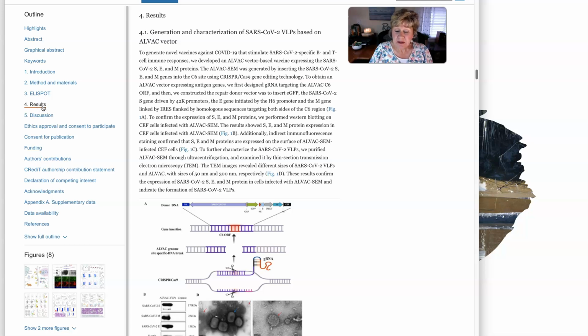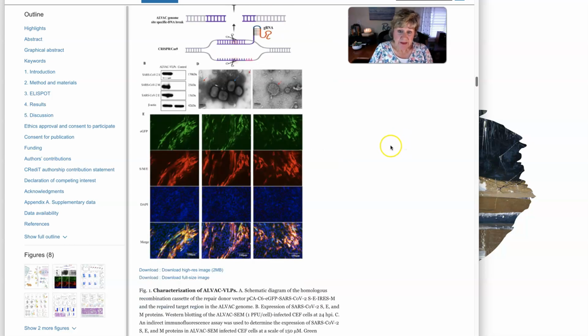Then we have the results section, and this will be where the data is presented, hopefully in graphic form. Raw data is never included because remember, I've told you before that you do experiments over and over and over and over again. You would never just present raw data in the results section. And you represent that data graphically if you can.